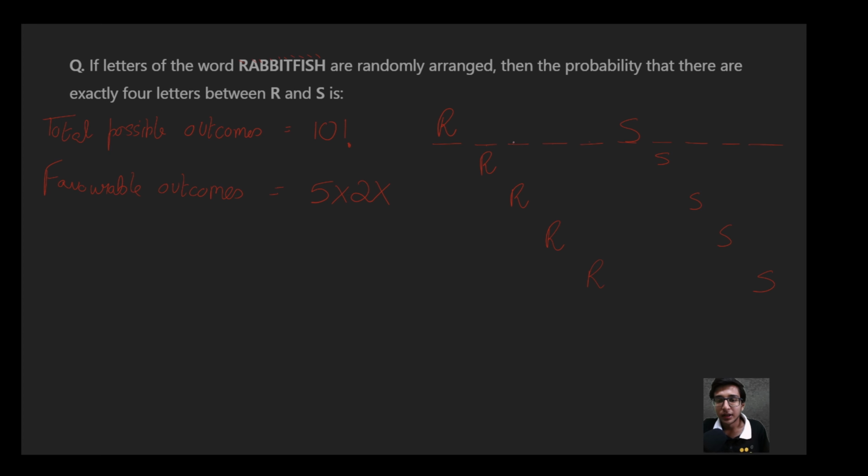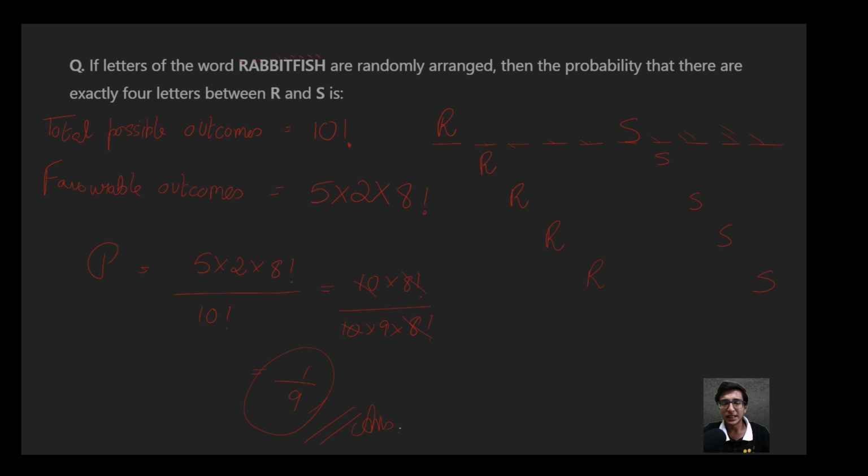Apart from this, how many letters are left? 1, 2, 3, 4, 5, 6, 7, 8. 8 letters are left. They can be randomly arranged among each other. So it can be written as 8 factorial. So what does my probability turn out to be? It becomes 5 into 2 into 8 factorial upon 10 factorial. So how can I write this? This would become 10 into 8 factorial upon 10 into 9 into 8 factorial. 8 factorial cancels out. 10 and 10 cancels out. So my probability comes out to be 1 by 9.